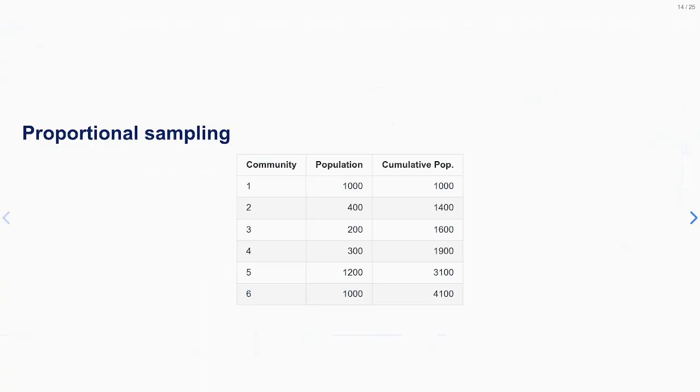Consider this table showing 6 communities with differing populations, ranging from as low as 200 to as high as 1,200. So each of these communities, which represents a cluster, has different population sizes. And so it becomes immediately apparent that if we're to select individuals from these using the cluster sampling approach, we're going to have unequal probabilities of selection.